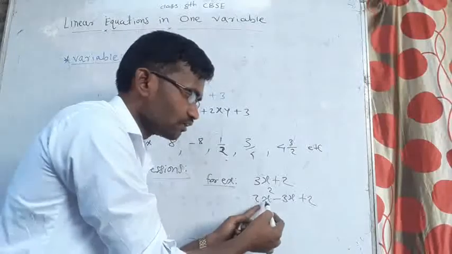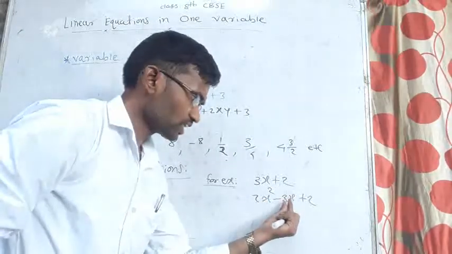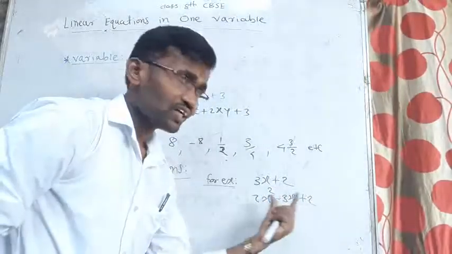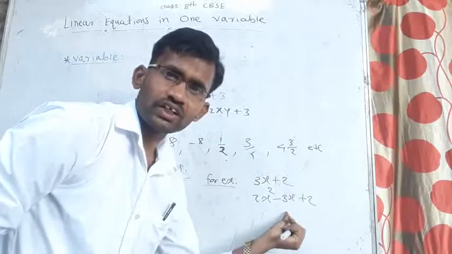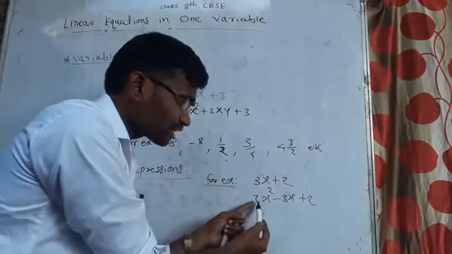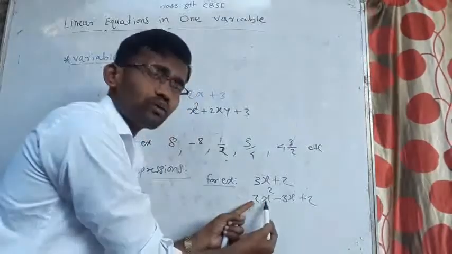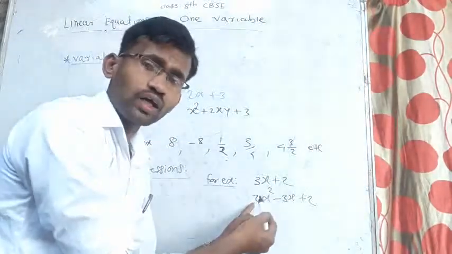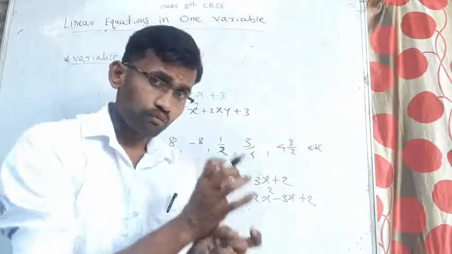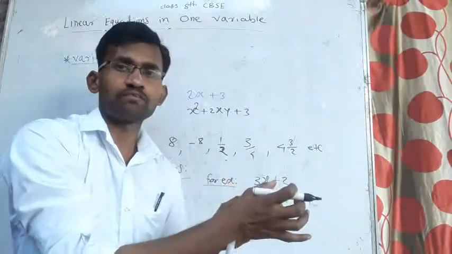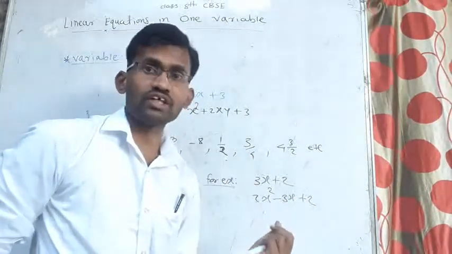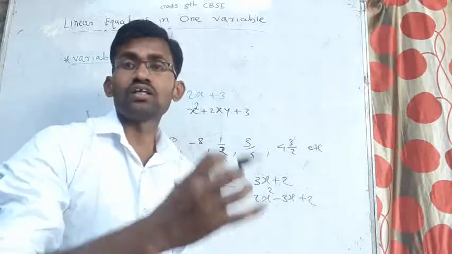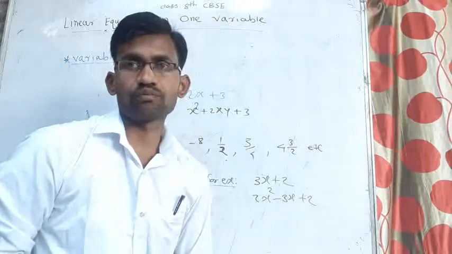Okay, these are the terms. 2x square is one term, 3x is one term, and 2 is one term. These terms are separated by addition and subtraction, and the constant is multiplied to the variable. So constants and variables separated by the mathematical operations are called the algebraic expressions.